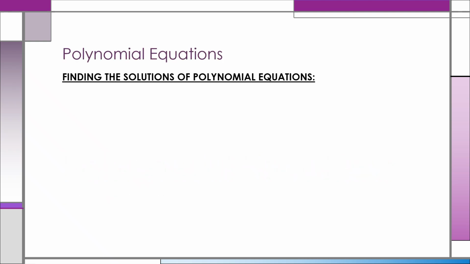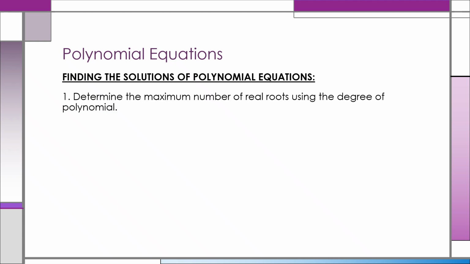Here are the steps in finding the roots of polynomial equation. Number 1, determine the maximum number of real roots using the degree of polynomial. For example, if the degree of polynomial is 3, meaning the highest degree or the highest exponent is 3, then the number of roots is 3. Another example, if the degree of polynomial is 5, therefore there are 5 roots.